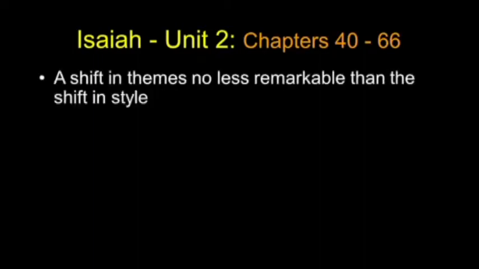So now we are in what's called Unit 2 of Isaiah. Isaiah is really in two halves in a sense. And Unit 2 is chapters 40 through 66, to the end. And if you've been following through our commentary, there's such a shift in styles that is no less remarkable than the theme itself. The themes are different, the style is different.